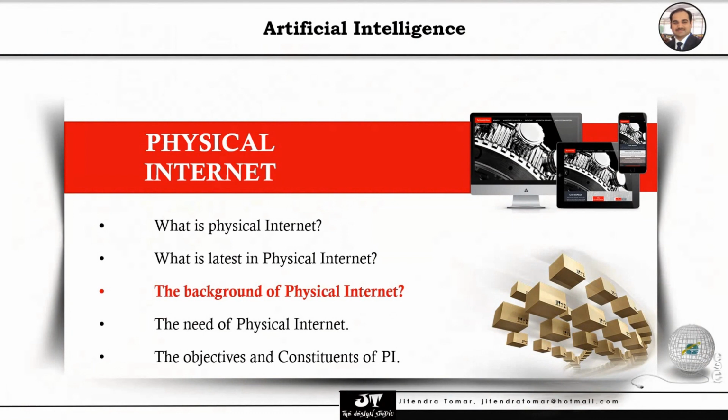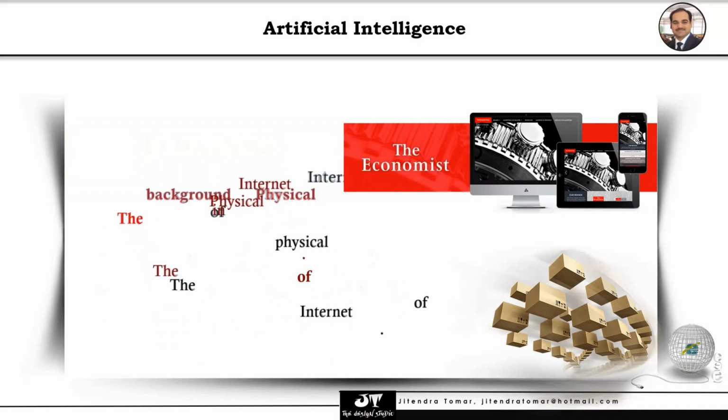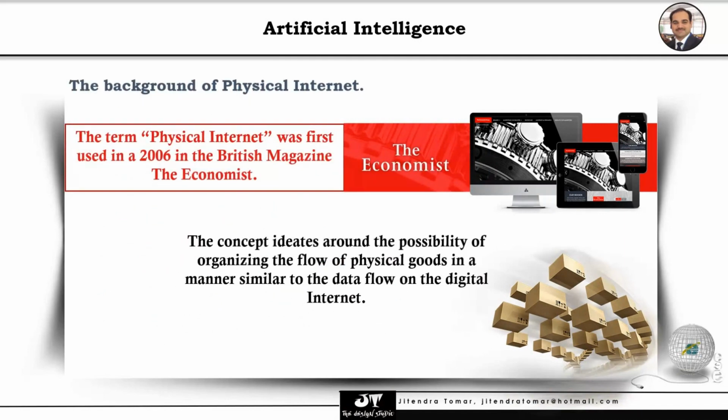Here, we will look back into the origin of PI as a concept and explore its background. The term physical internet was first used in a 2006 headline of the British popular press magazine The Economist, which contained a survey of logistics and a variety of mainstream supply chain articles. In the subsequent years, this publication inspired a team of researchers to explore the possibility of organizing the flow of physical goods in a manner similar to the data flow on the digital internet, leading to the emergence of the physical internet.